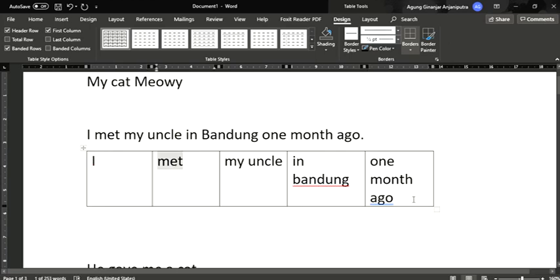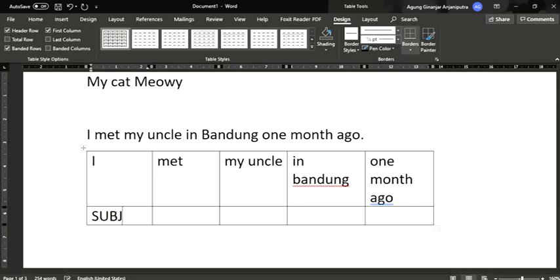So the next step is to analyze. The first one must be the subject. Subject is something that does the action or is influenced by the action. That's subject. It is usually realized in pronouns or a nominal group. And then met. Met is a verbal group.